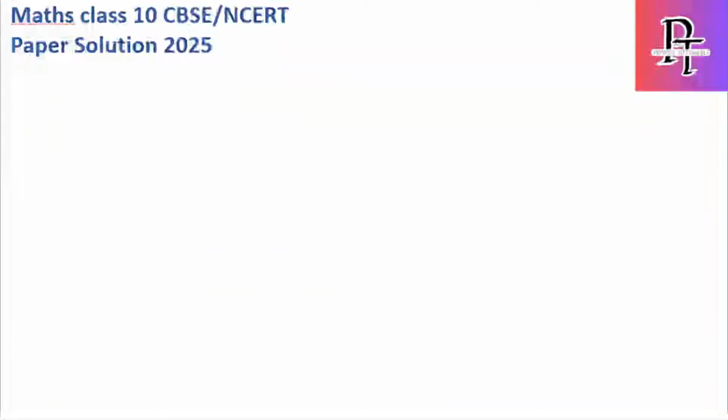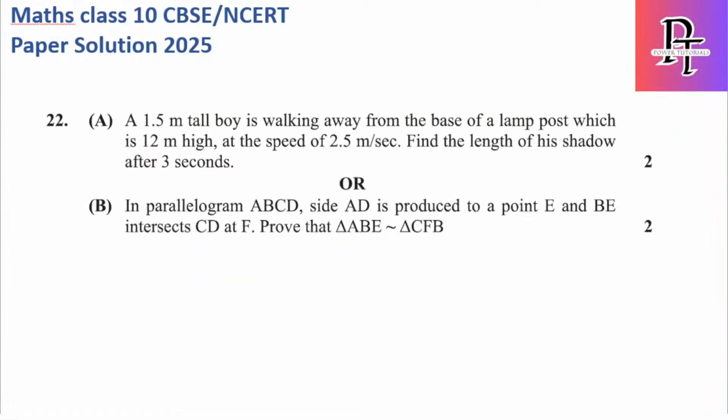Okay, let's move to the next one, the second question. In the second question you can find we have two options, either you can solve A or B. If you have this type of question in the exam, make sure to solve only one, whichever you feel confident, because even if you solve the second, that will not be considered for marking. You can do it, but still it will not be considered for marking.